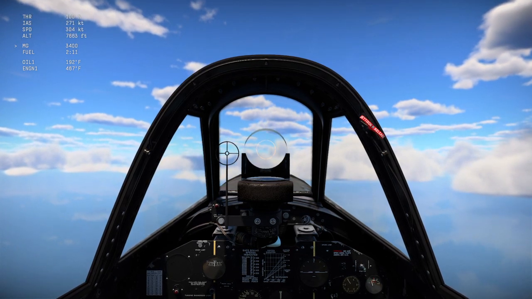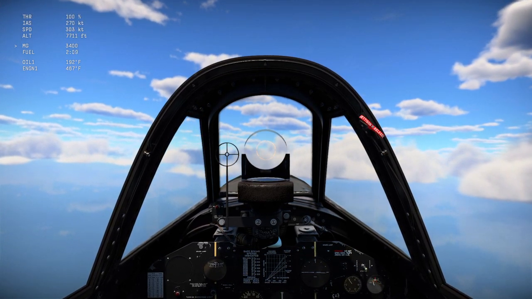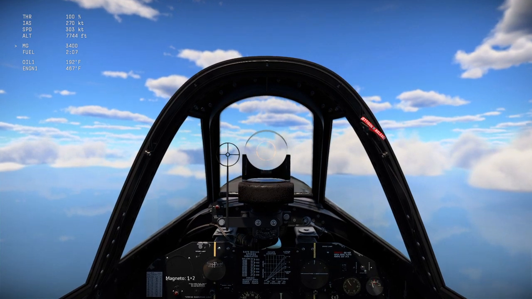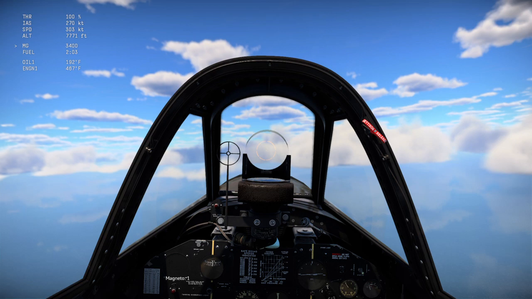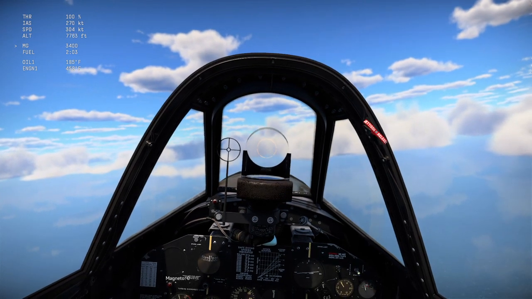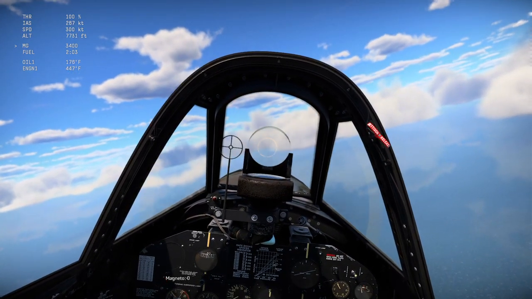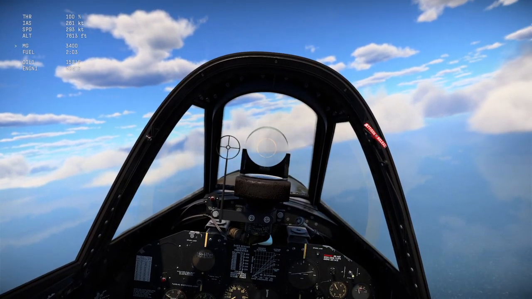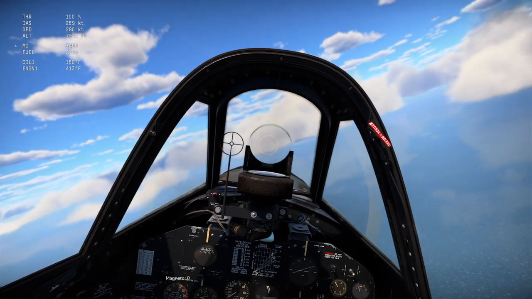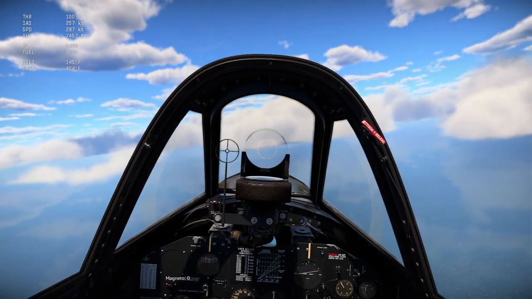Next is magnetos. With the magnetos, you always want to set it to 1 plus 2. You're never going to run it at 2 or 1 or 0, because I set it to 0 and my engine just turned off completely. Even though I'm at 100%, my magneto is at 0 and I have no power. My engine just shut off.